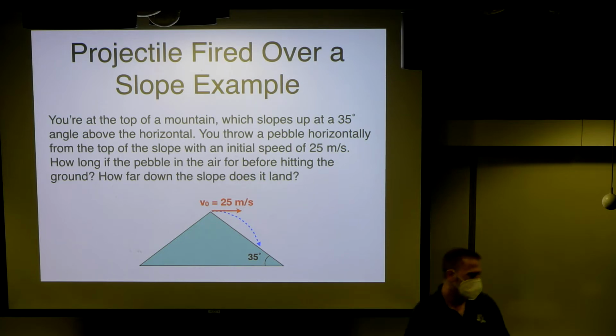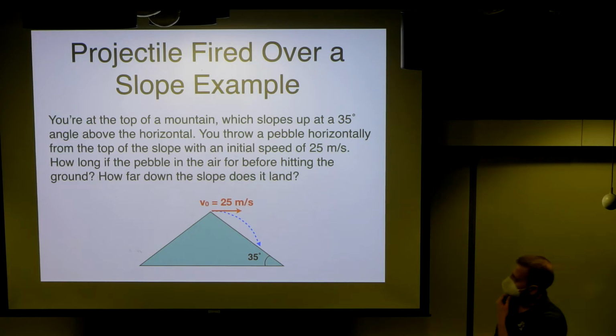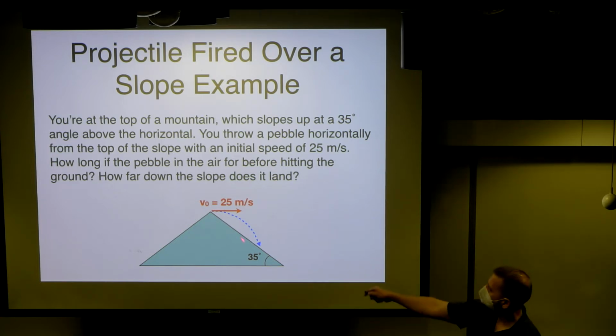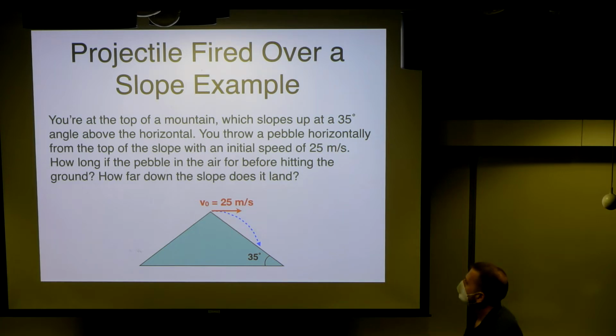But before we get there, let's do one more example of projectile motion, which is firing a projectile over a slope. So let's say you're at the top of the mountain shown here, which slopes up at 35 degrees relative to the horizontal. So let's say from the top of the mountain, you throw a pebble horizontally with an initial speed of 25 meters per second. We want to answer two questions about this. First, how long is the pebble in the air from the moment you throw it until the moment it hits the ground? And then how far down the slope does it travel? So this distance shown here.